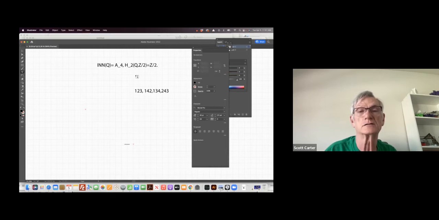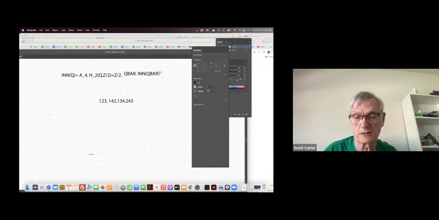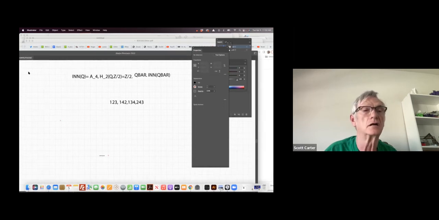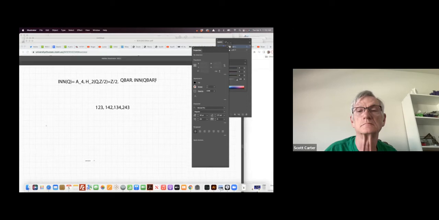And let's call the extension Q bar. And the inner automorphism group of Q bar is, sorry, we're off screen, aren't we? Is the binary, okay, I've lost my cursor here. There we go. That's equal to the binary tetrahedral group. Okay.